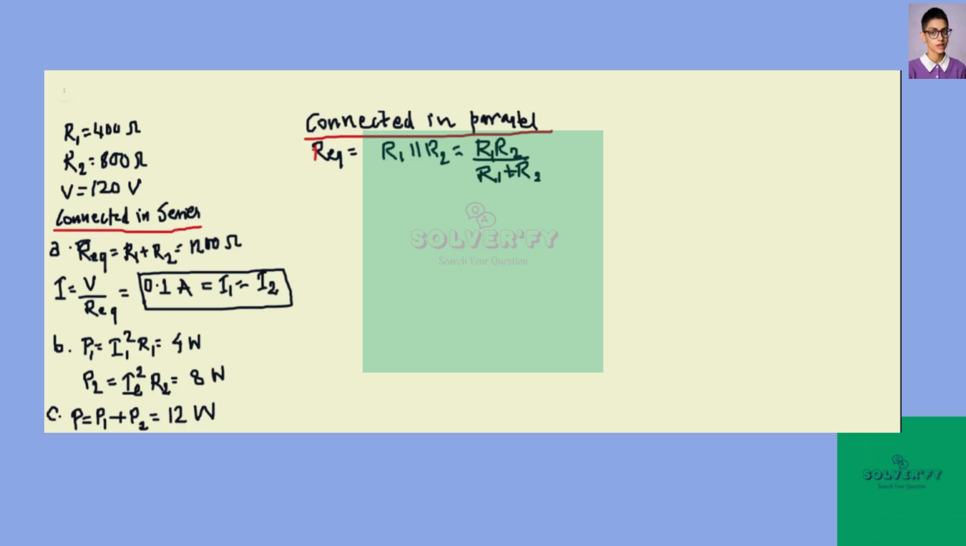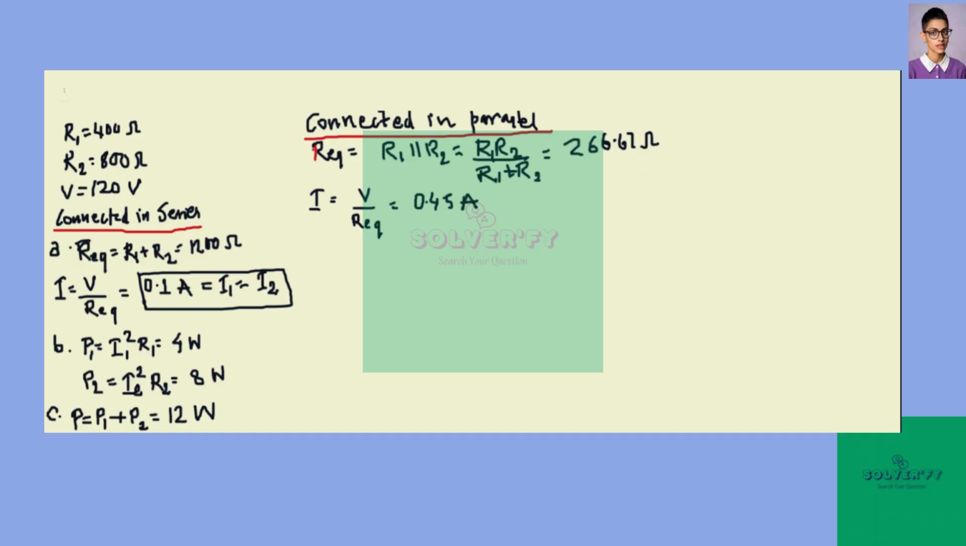Now what is R1 R2? 400 times 800 is 320,000, so 320,000 upon 1200, this is equal to 266.67 ohms, right? So the current that comes out of the battery is V upon Req. Now V is 120 and Req is 266.67, so this comes out to be 0.45 amperes.